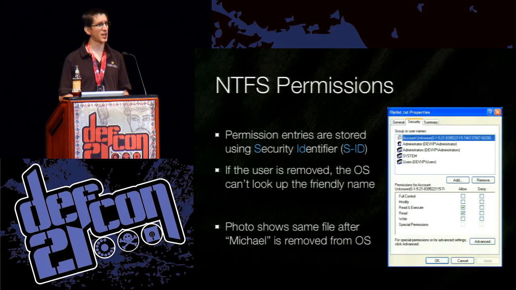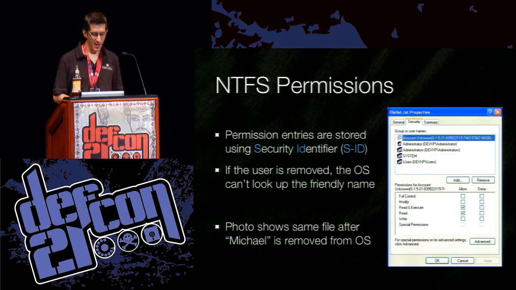So I mentioned security identifiers. Permission entries are stored using security identifiers. If a user is removed, the operating system can't look up the friendly name to show in that dialog. This is the same file with the same Michael user who had read and execute permissions, but I've deleted the Michael user from the operating system. And you can see here that the top entry in the list says S-1 yada yada yada. That is the security identifier for the user Michael. And because Windows can't look it up, it can't display Michael. So this shows that NTFS stores all these permissions by identifier and not by user.